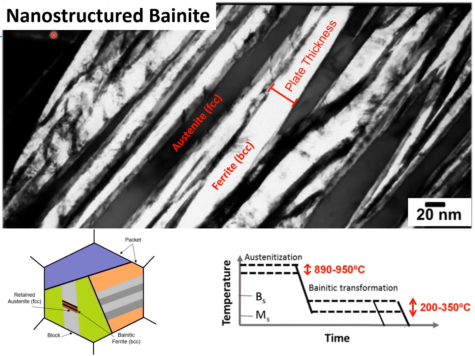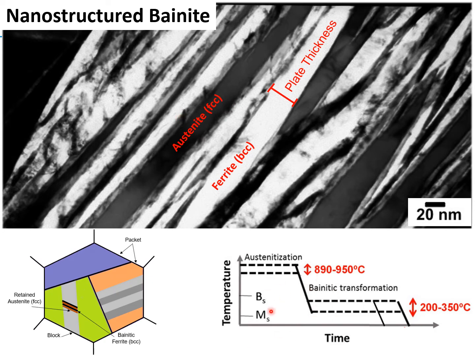The TEM micrograph of the nanostructured bainite can be observed, and the microstructural features are accordingly shown. We have the bainitic ferrite having the BCC crystal structure in the form of plates with an average thickness of 20 to 40 nanometers, and also the heterogeneous regions of retained austenite having the FCC crystal structure.